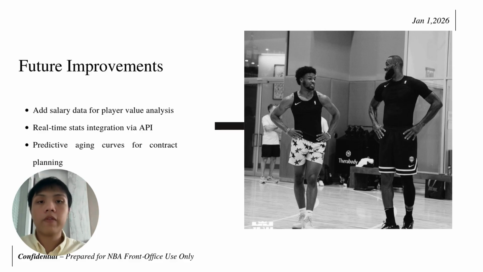Additionally, adding predictive aging curve would allow teams to forecast performance beyond a player's prime years, supporting more strategic contract planning and long-term roster management. This enhancement would make the dashboard an even more powerful tool for NBA decision makers.